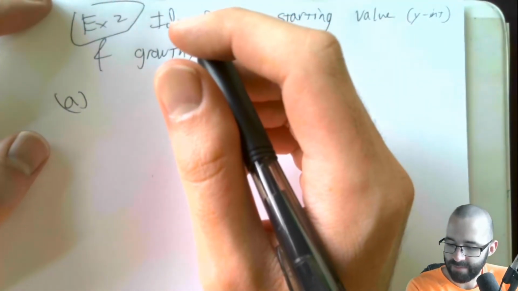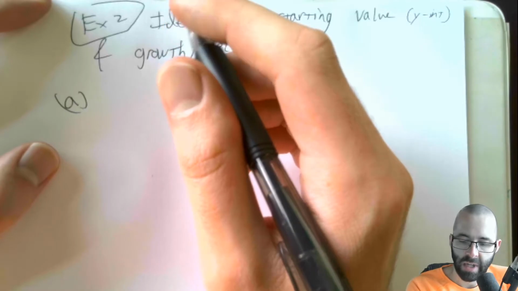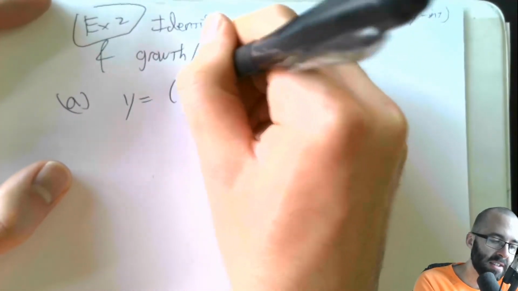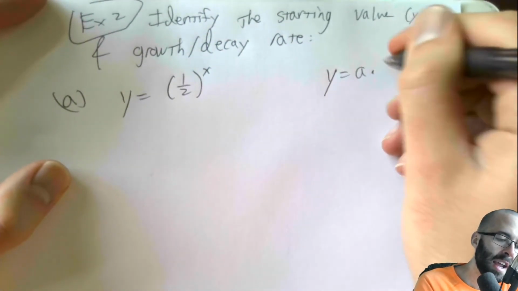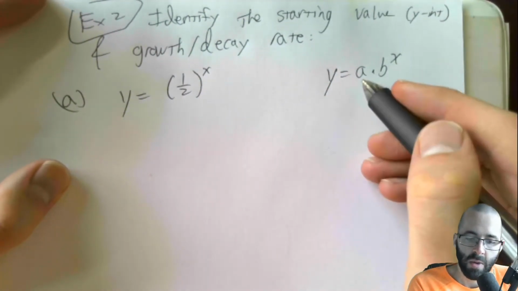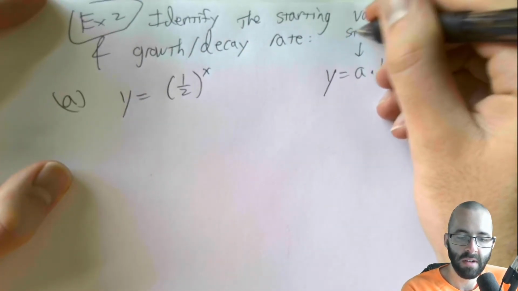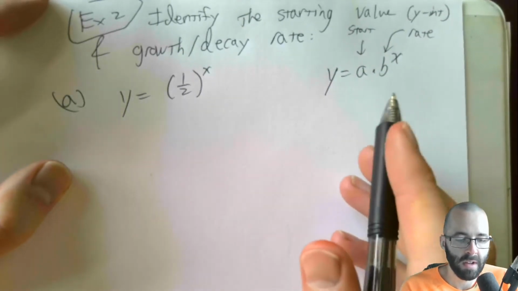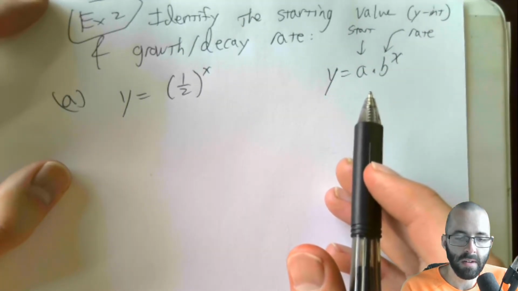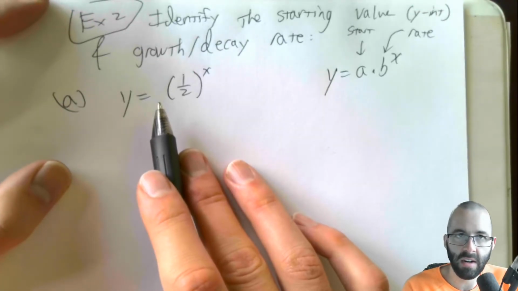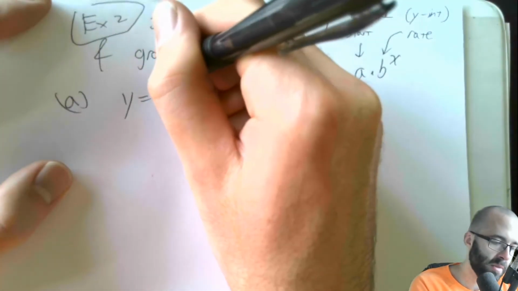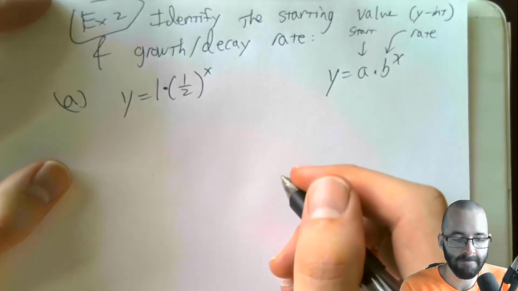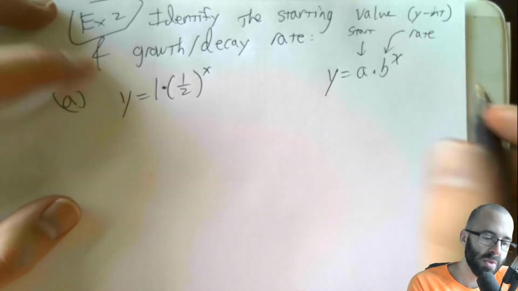All right, so part A, what have we got right here? We have y is equal to 1/2 to the x. And again, remember the form, a times b to the x, where a is the starting value, or the y-intercept, and b is the growth or decay rate. Well, it doesn't look like there is an a here. But don't worry, right? We can write one if you wanted. 1 times 1/2 to the x. Okay? So it's in this form, which is good.